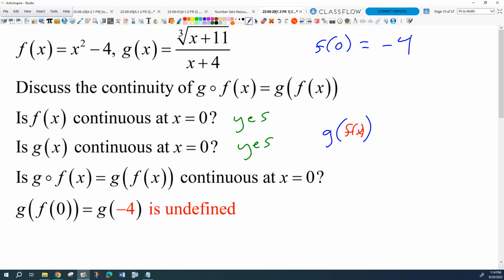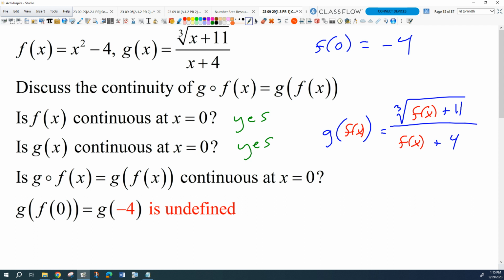is just going to equal, what did we say a couple of years ago? When we're plugging things into functions, we always open up a set of parentheses for dumping in the value, right? So every place I had an x in the function g of x, I'm now going to dump in an f of x. So really what that means is the cube root of, instead of an x, that's going to become an f of x, plus 11 divided by, instead of an x, it becomes an f of x plus 4. Well, what is f of x?